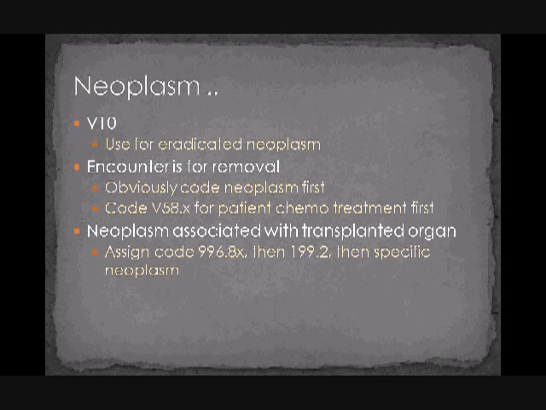All right. Now, once you code the complication code, the 996.81 in our scenario for the kidney, we now need to code 199.2. What 199.2 is saying is that we have a malignant neoplasm that is associated with a transplanted organ. So it's almost like it's saying this twice, really. And then after that, we can go into the neoplasm chart and find our kidney code. All right, so here we'll be coming up with three separate codes to describe this scenario.